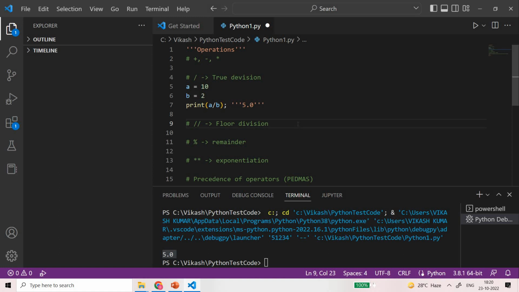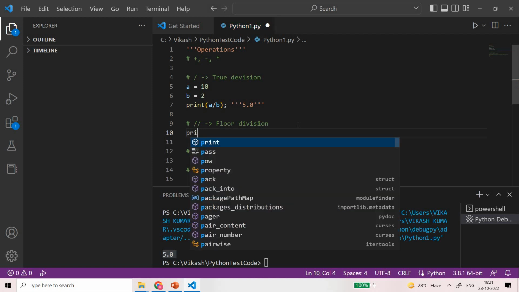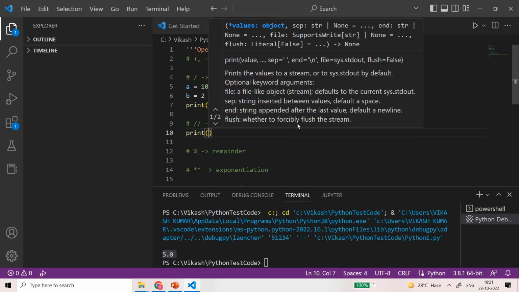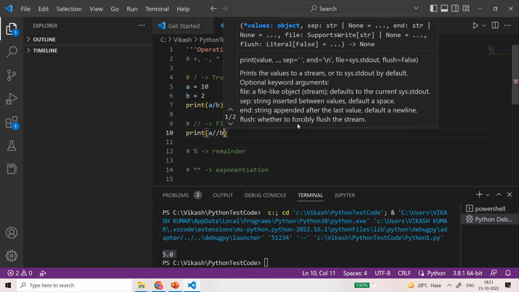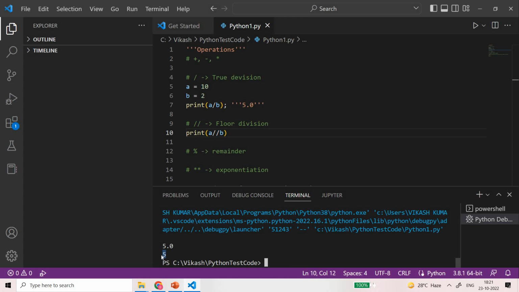So in Python, this gives the true division. But if you want to see the floor division, just like in any other programming language, then you can do something like this: a double divided by b, and print it here. I'm saying it double divided, but it is not the correct term. I'm just kidding here, but yes, it's floor division. Always call it floor division. Let me run it. Now the second time, you can see it's only 5.